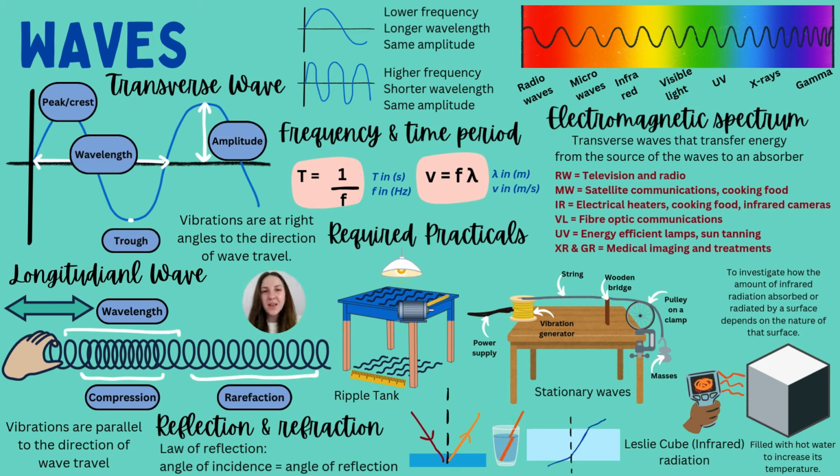So, another type of wave that is found in the category of transverse waves is the electromagnetic spectrum wave. You need to know that all of these waves, from radio, micro, infrared, visible light, UV, X-ray, and gamma, are part of what we call the electromagnetic spectrum. These waves are transverse, so they transfer vibrations at right angles to the direction of travel. And they are also able to transfer energy from the source of the wave to an absorber.